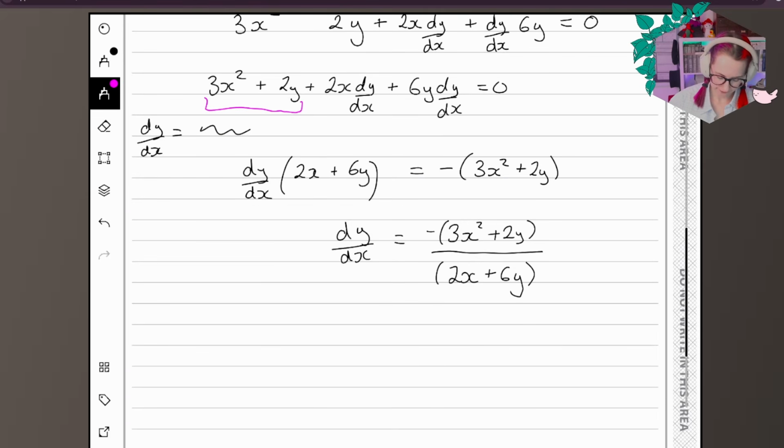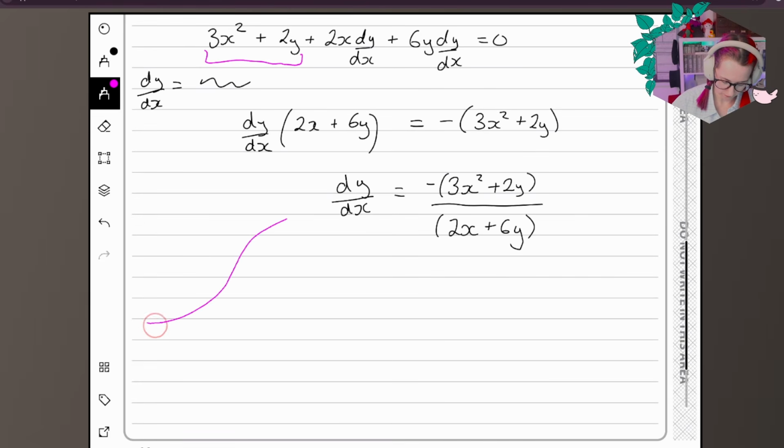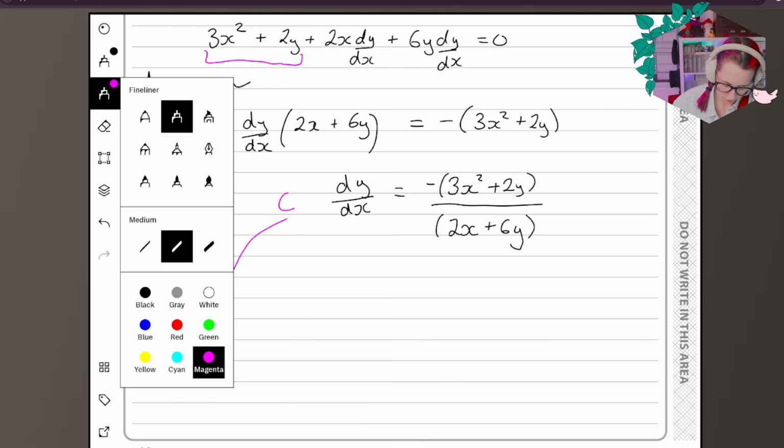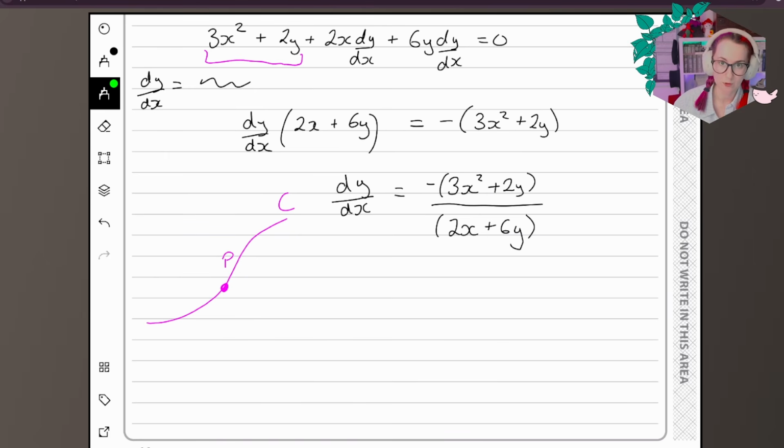Some things to know. So we have a curve C. That's our curve. We have our point P on the curve. The equation of the normal is normally computed. Get it? Normally. Negative reciprocal. Yeah, exactly. So it is the perpendicular to the tangent.